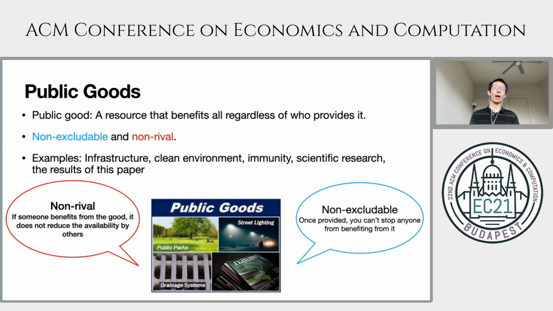There are a wide range of goods and objectives typically considered to be public goods. For example, infrastructure like street lighting and drainage systems, and a clean environment like public parks and clean air are considered to be public goods. Also, sanitation and immunity benefits are classified as public goods, and scientific research is another example of public good. Finally, the results of this paper should be considered as a public good.